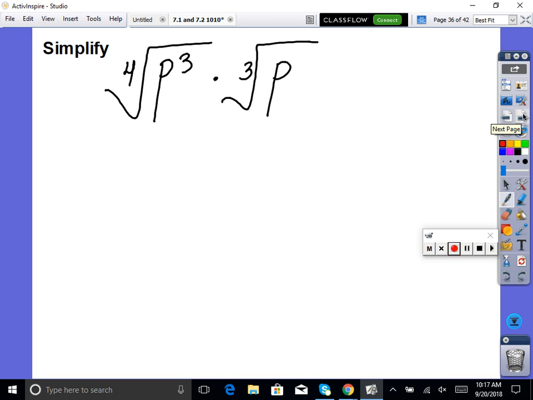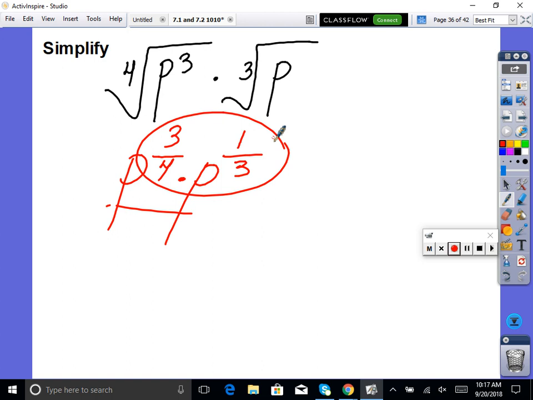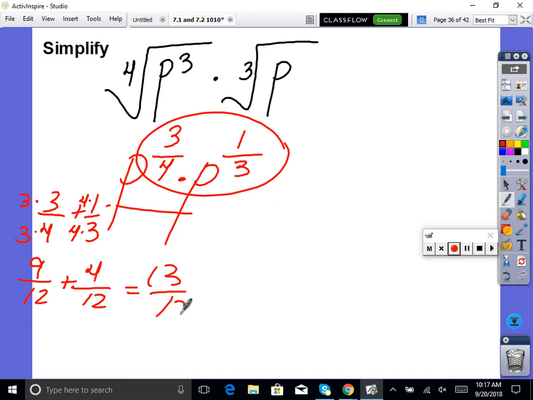Same base, same base. You can put them together with properties of exponents. So you would rewrite them as fractional exponents. So we have p to the 3/4 times p to the 1/3. When you multiply, you add. So let's get a quick common denominator. So that's 3/4 plus 1/3. So times by 3 over 3, times by 4 over 4. So that's 9/12 plus 4/12, which is 13/12. So our answer is p raised to the 13/12.